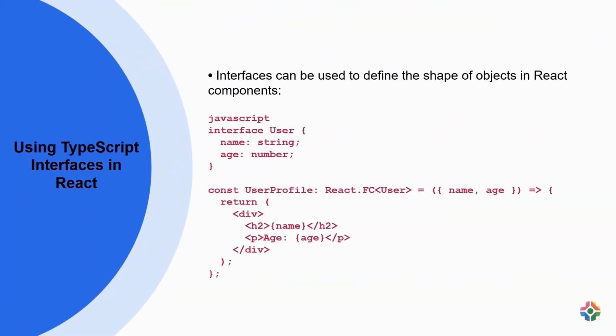Interfaces in React components are used to establish the structure of objects. In the provided example, an interface named User is defined with properties name and age of specific types. The UserProfile component then utilizes this interface by using it as a generic type for React.FC. This ensures that the component receives props with properties matching those defined in the User interface. As a result, UserProfile can display the user's name and age passed as props. This helps in maintaining type safety and ensuring the correct usage of props within the component.